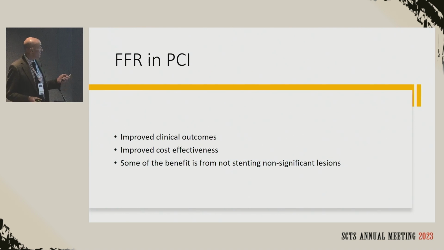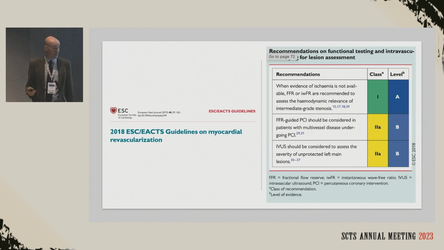And some of the benefit is from not stenting non-significant lesions. That's two negatives. Not stenting non-significant lesions. So it's led to these guidelines from the ESC, CTS, that when evidence of ischemia is not available, FFR or IFR are recommended to assess the hemodynamic significance of an intermediate grade stenosis. And likewise, FFR-guided PCI should be considered in patients with multivessel disease undergoing PCI. So it's in our guidelines.